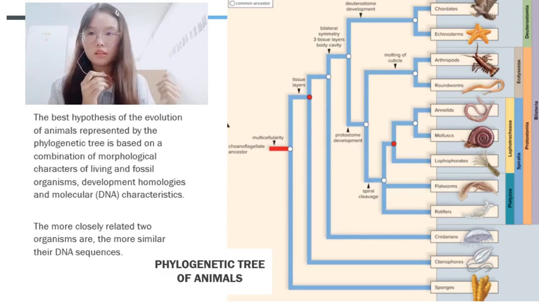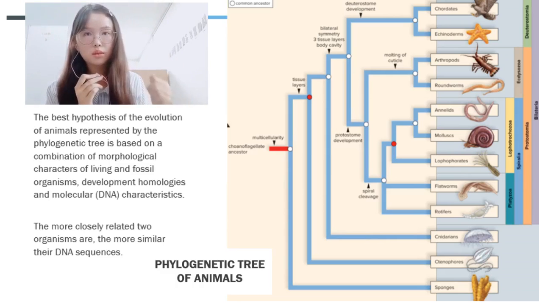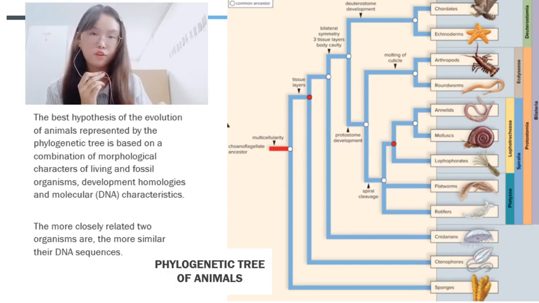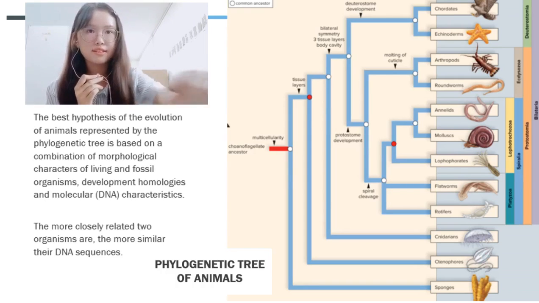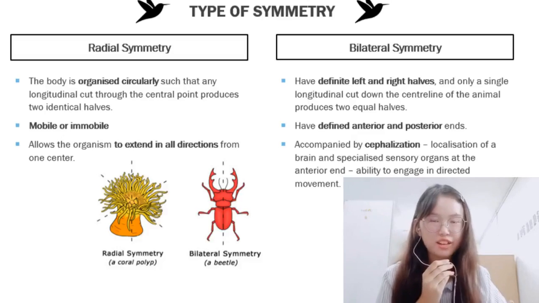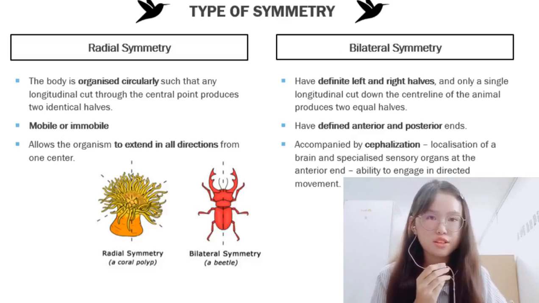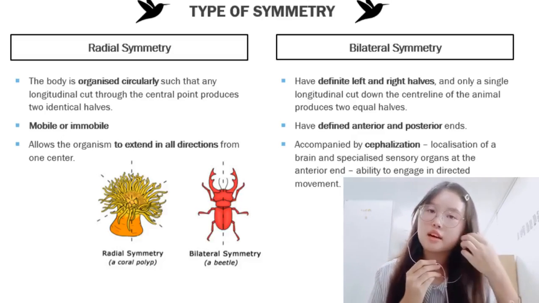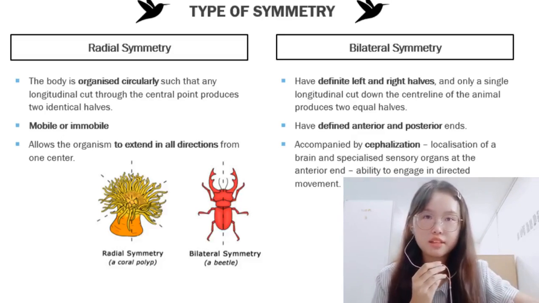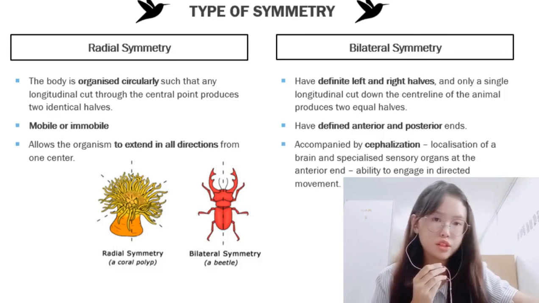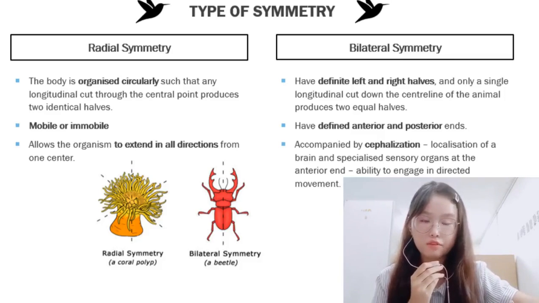The more closely related two organisms are, the more similar their DNA sequences. Let's have a look at these phylogenetic trees. Now that you have understood the phylogenetic tree of animals, let us learn another thing about the evolution of animals: there are two types of symmetry.